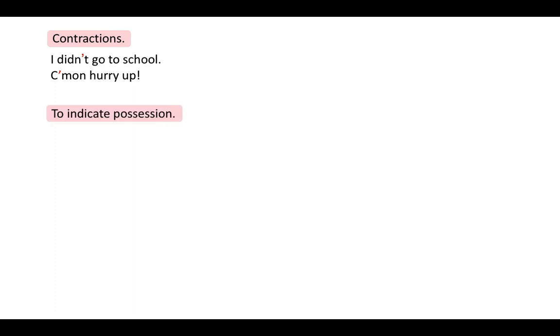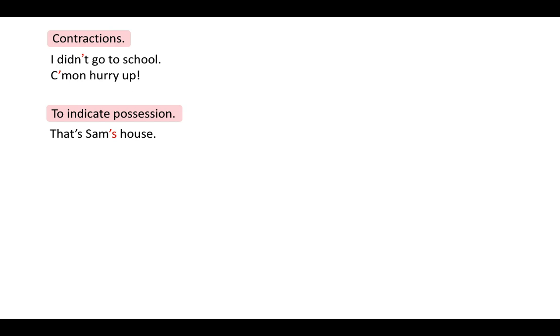To indicate possession. An example of this is, that's Sam's house. That's is a contraction of that is. Sam's indicates possession as the house belongs to Sam. Therefore, we use apostrophe S.